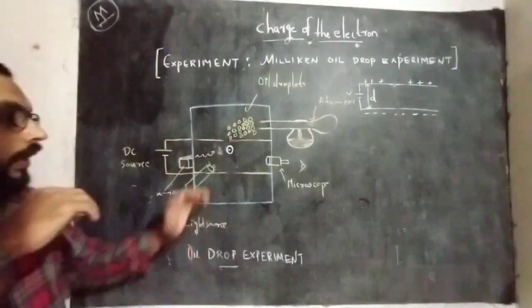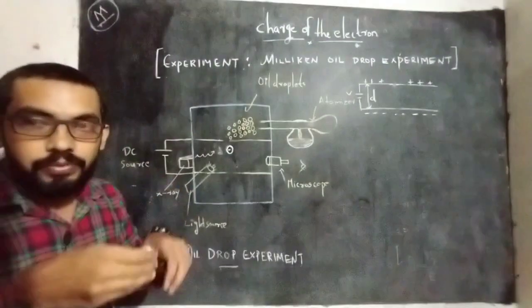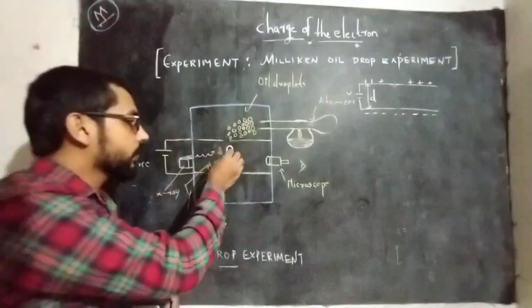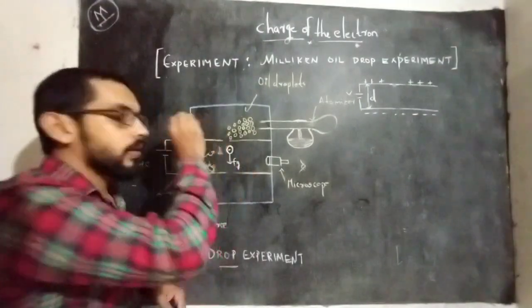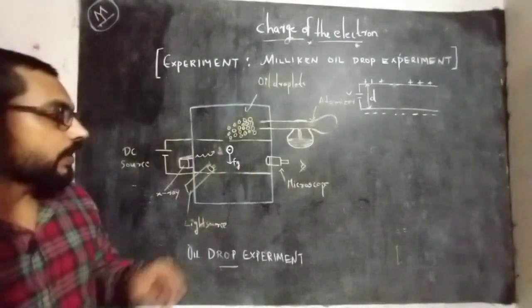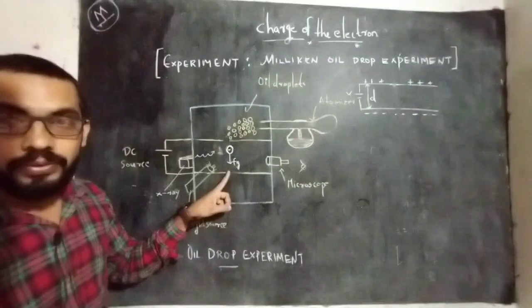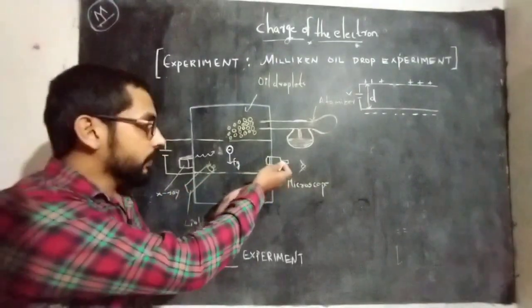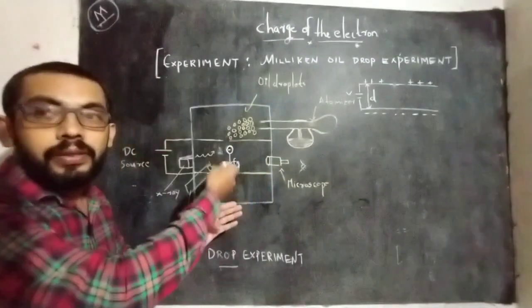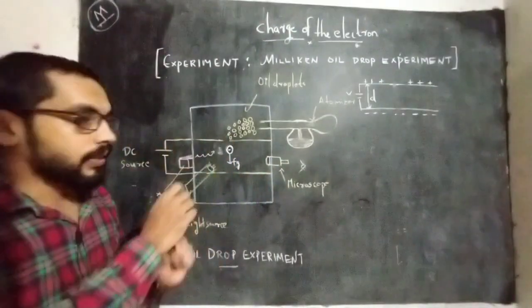It is falling down. Why? Because of the gravity force, it comes down. So Millikan observed the speed of the oil droplets with the microscope and noted it.